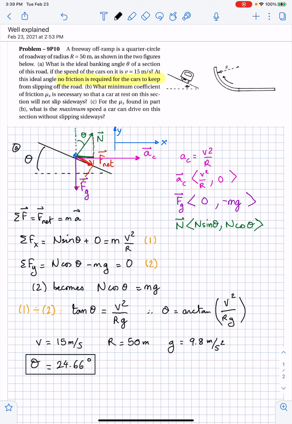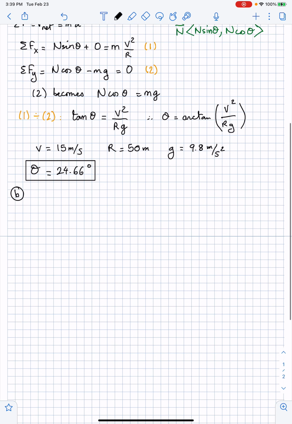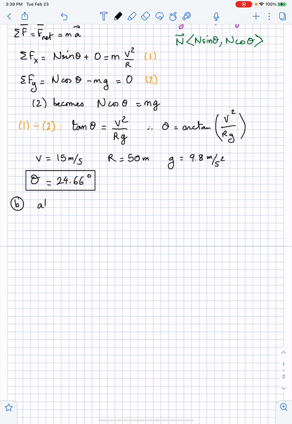Okay, very good. All right, let's look at part B now. What is part B about? What minimum coefficient of friction mu s is necessary so that the car at rest on this section will not slip sideways? Okay. So the car will be at rest. That means the acceleration will be equal to 0 in that case. So the car is at rest. That means that the acceleration vector is going to be the null vector like that. All right. So let's draw the free body diagram again for this vehicle.